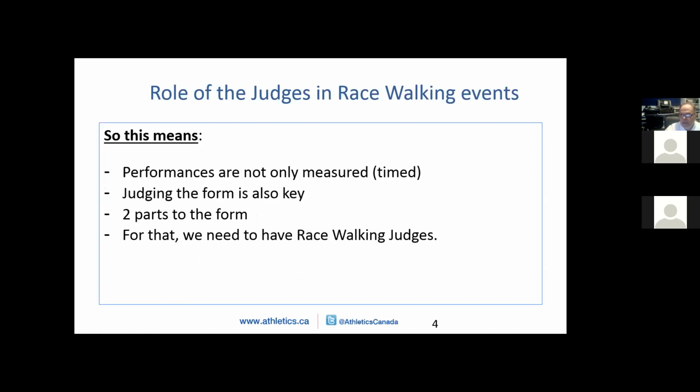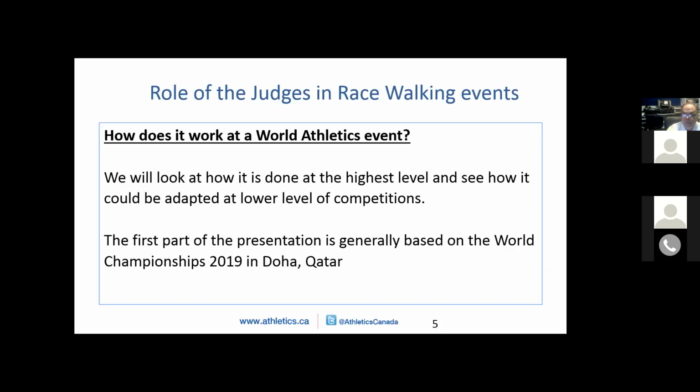Now, this means that contrary to other events in track and field, performances are not only measured in time or distance like in any other event, but they are also judged. The judging of the form is also key. Very important. And there are two parts of the form, as we could read. So that's why we need race walk judges, people who will look for the definition in all of the athletes to see that the athletes are conforming to the definition and act accordingly. We'll see how it goes.